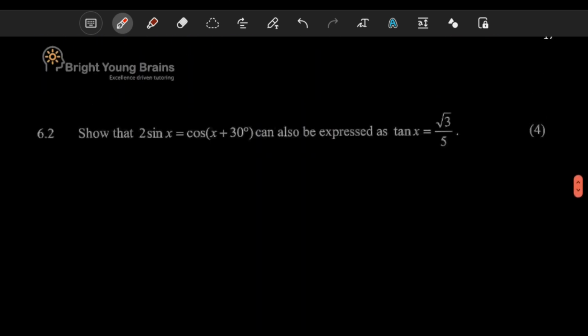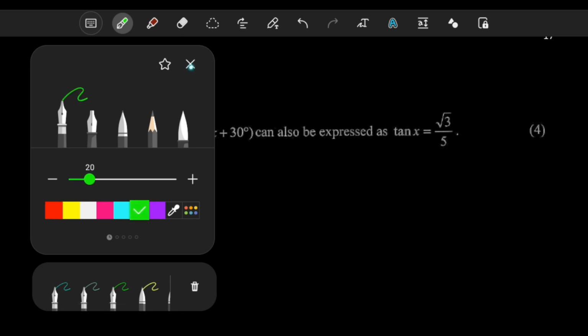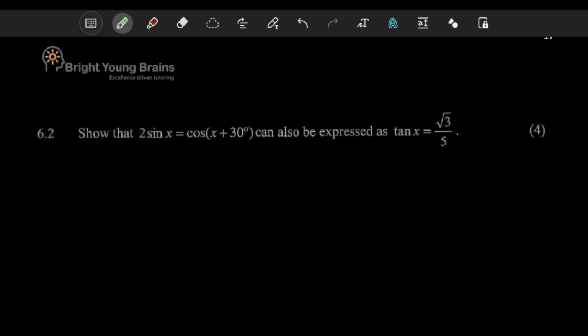So let's see here. Question 6.2. 6.2, for only 4 marks, says show that this is equal to that, can also be expressed as that. Well, it's just like proving an identity. Well, it is proving an identity. It's a question that's asking us to prove an identity. Like, hello. That was not necessary. Or was it? I don't know. We have said it. We're moving on now.